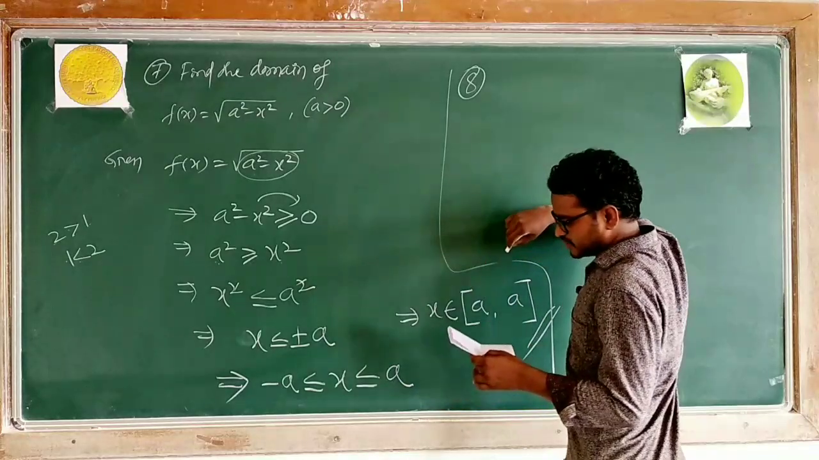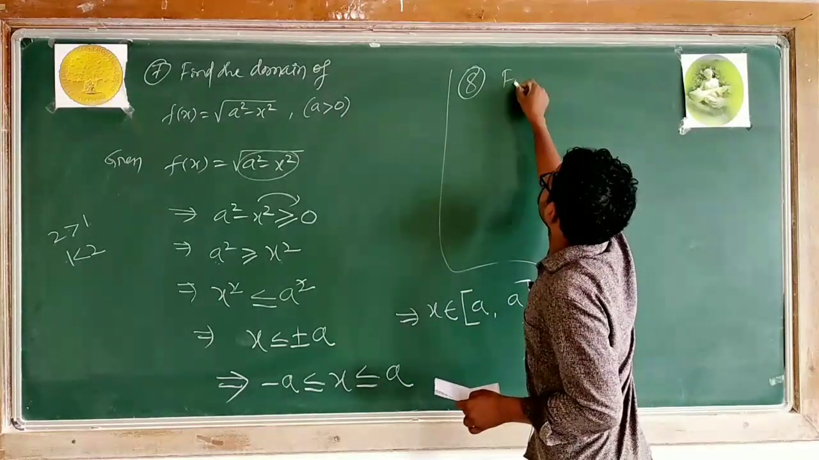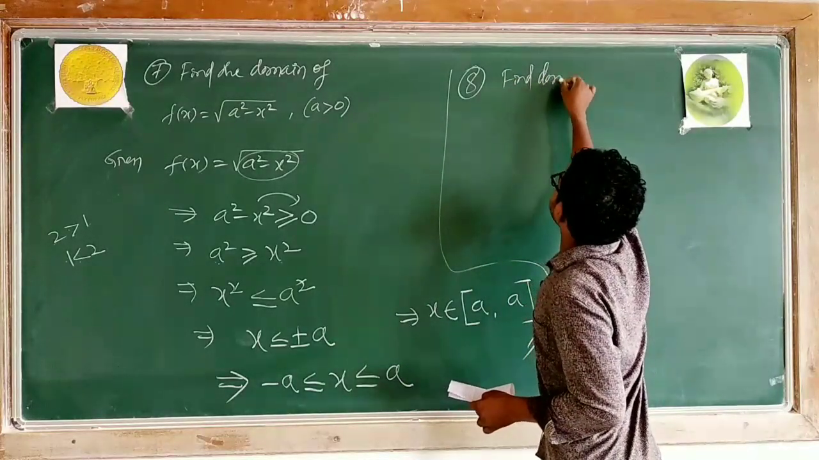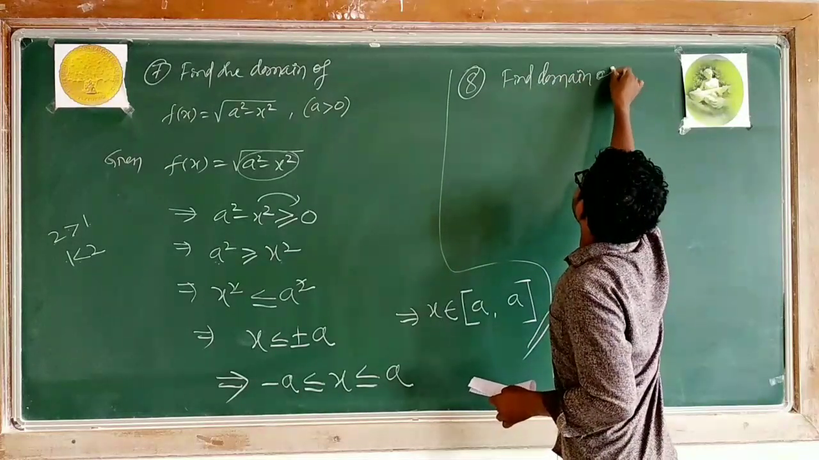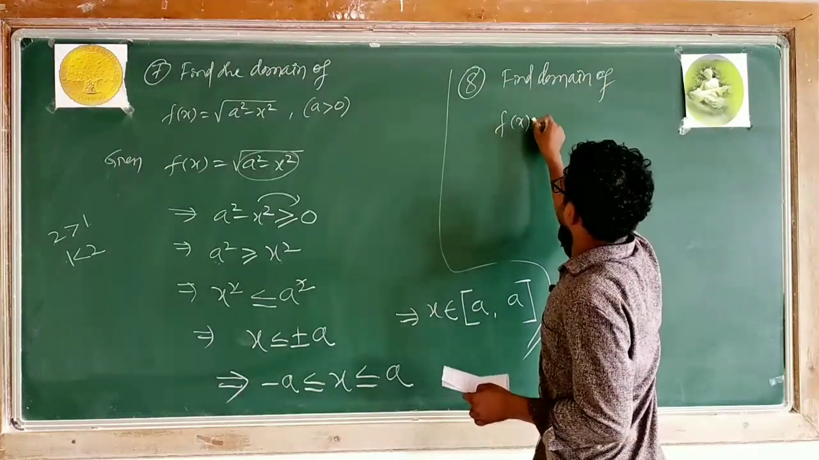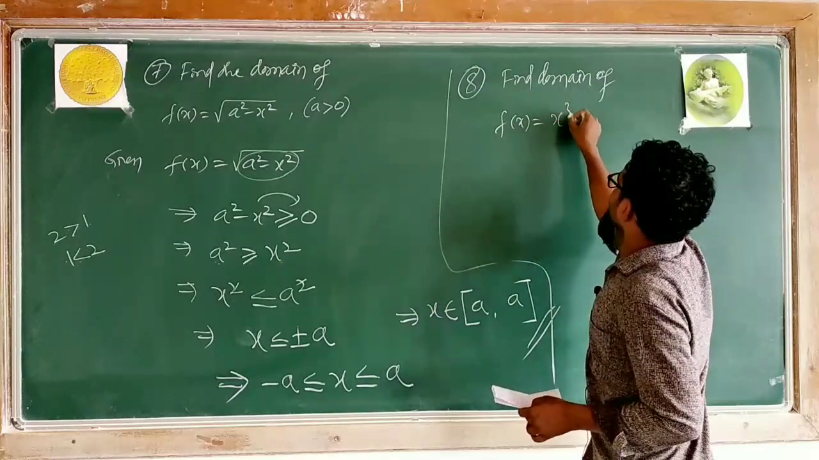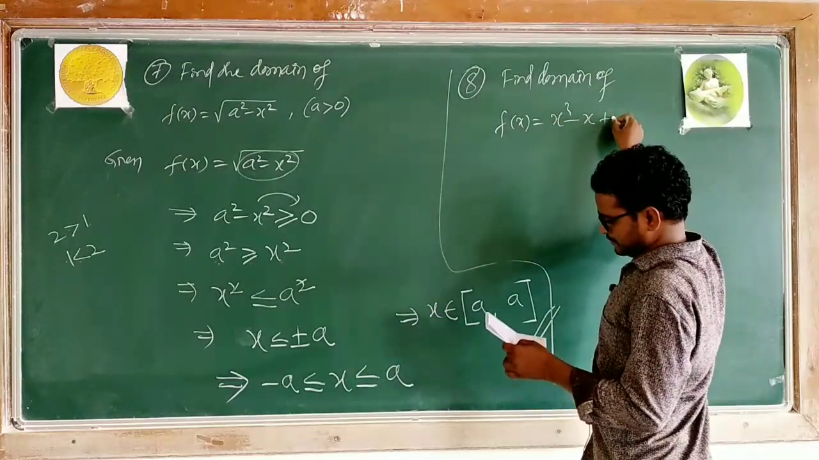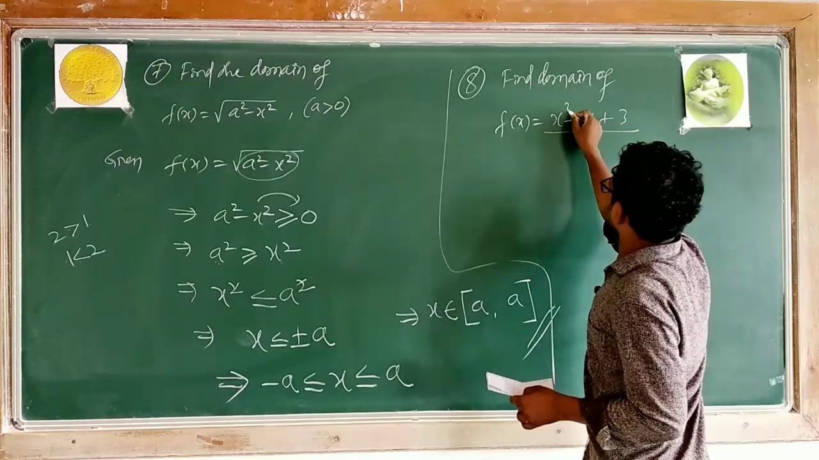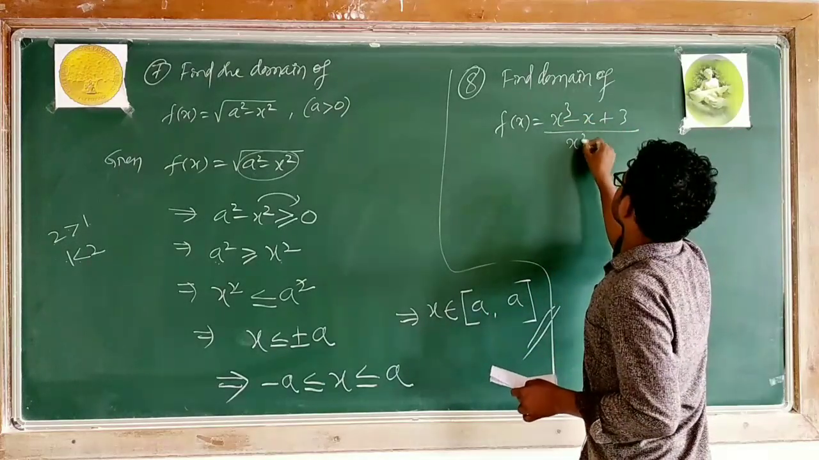8th is what? Again, find the domain of the function. Find the domain of f of x is equal to x cube minus x plus 3 divided by x square minus 1.